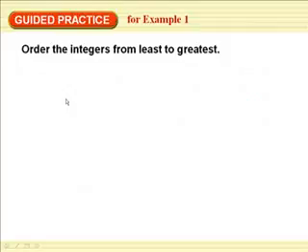So we go for the guided practice. Order the integers from least to greatest. So we start looking at these, and what we want to do is start with the one that's worth the least, and there's a couple of ways to do it.